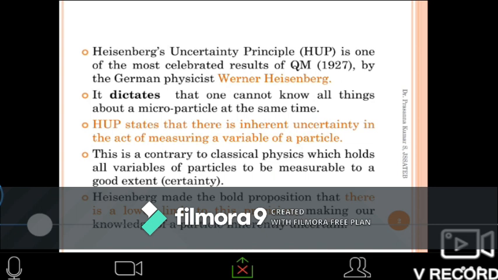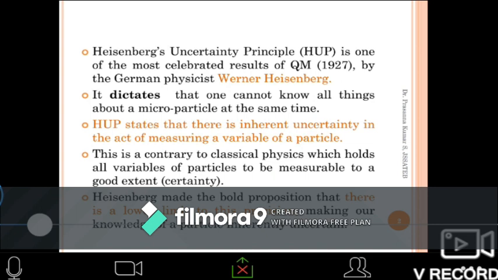According to this principle, Heisenberg said that one cannot know all the things about a microparticle at the same time. It means you cannot know complete information of a microparticle at the same time. You cannot measure simultaneously all the parameters of observation with 100% certainty. It is not possible. Here we are dealing with quantum mechanics, not classical mechanics. Understand? Quantum mechanics deals with microparticles, subatomic particles.